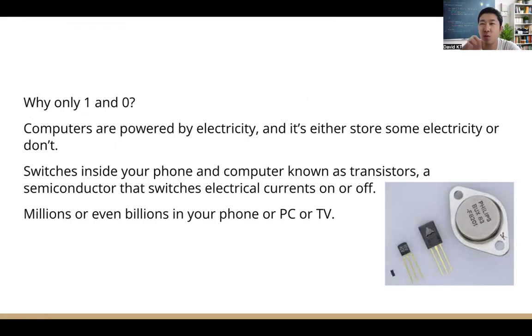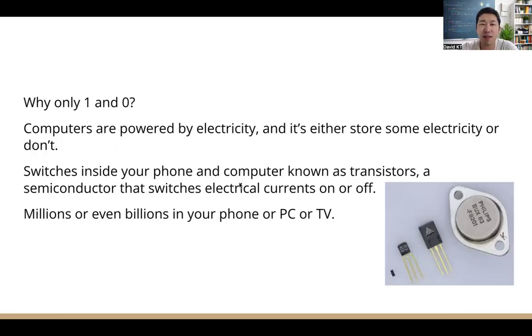Are you wondering why only ones and zeros? Well, it's because computers are powered by what? Electricity. So either electricity flows or it doesn't flow. You cannot partly let electricity flow. Maybe in some sort of quantum computing, but we're not going to get into that for AP Computer Science Principles.